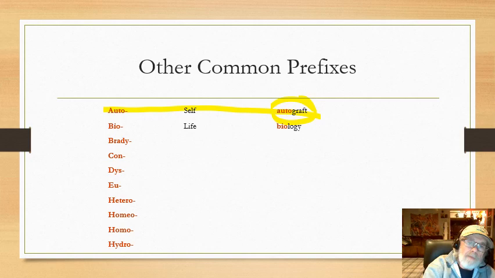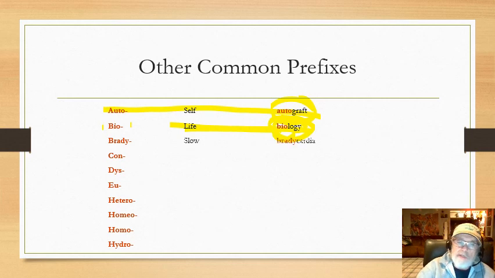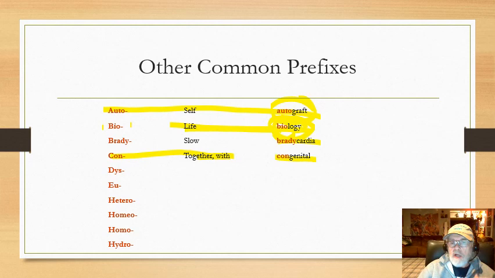Bio means life. So biology, the study of life. Logy means the study of. Brady, we talked about this before, means slow. Bradycardia, slow heart rate. Con means together or with. A word, congenital. Congenital means something is born with something, or a baby is born with something. Like they have a congenital deformity. We talked about the kids who contract rubella inside the uterus. They frequently have congenital abnormalities or deformities because of that. They're born with it. So con means together or with. If something's confluent, it means they're together. That's a word that you might have used already.